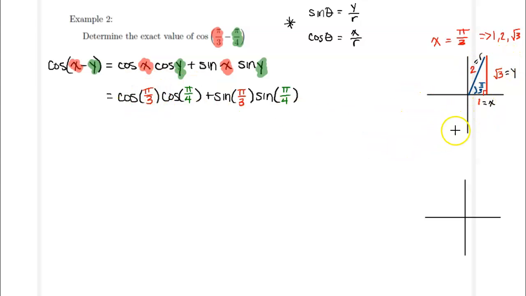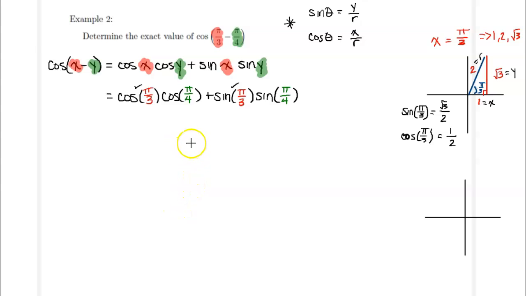So now let's state my answers. Well, I'm going to have sine of pi over 3, and sine is y over r, so that means it's going to be my root 3 over my r of 2. Cool. Well, what about cos of pi over 3? Well, cos is my x over r, and my x is 1, and my r is 2. So now I have both sine and cos of pi over 3, so I'm going to have that one now and that one.